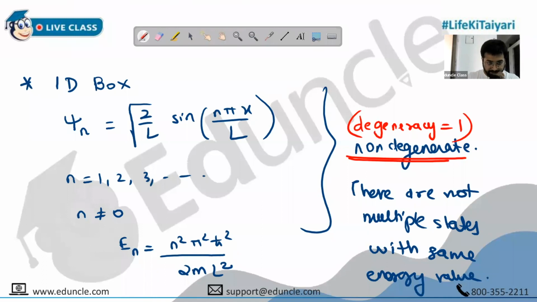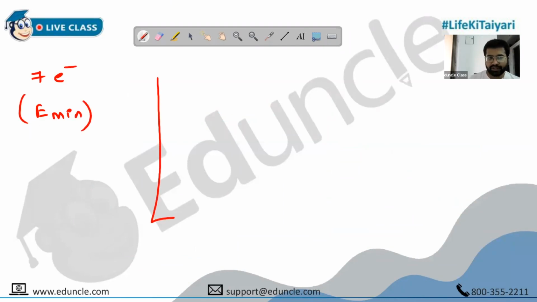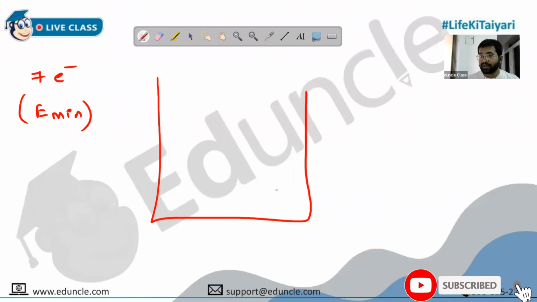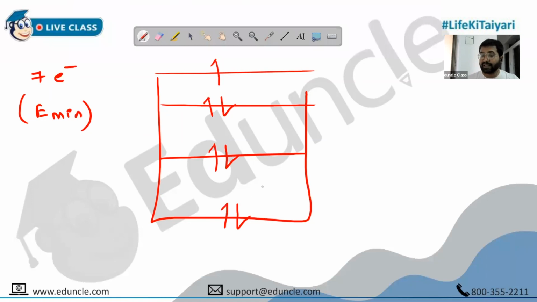Proceeding ahead, if we create a random question that let's say I have 7 electrons and they ask you to find the minimum energy, then you know what you are supposed to do. Electrons are fermions, so 2 electrons can be in the same state. So we have 2 electrons in the ground state, then 2 electrons in the first excited state, then 2 electrons in the second excited state, and then 1 electron in the third excited state. That's it. 7 electrons, 2 electrons can be in one state when it comes to electrons.